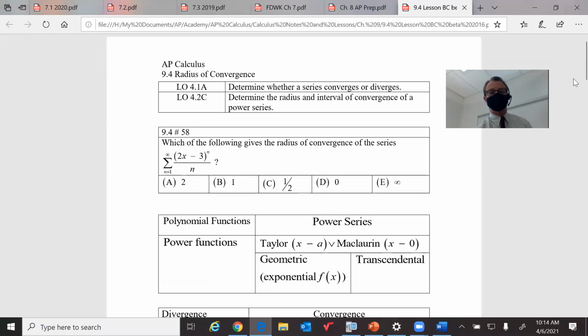So we can do this problem now. Which of the following gives the radius of convergence? Here's the question. I'm telling you, this is the ratio test. Okay? 2 minutes. Use the ratio test on this question.